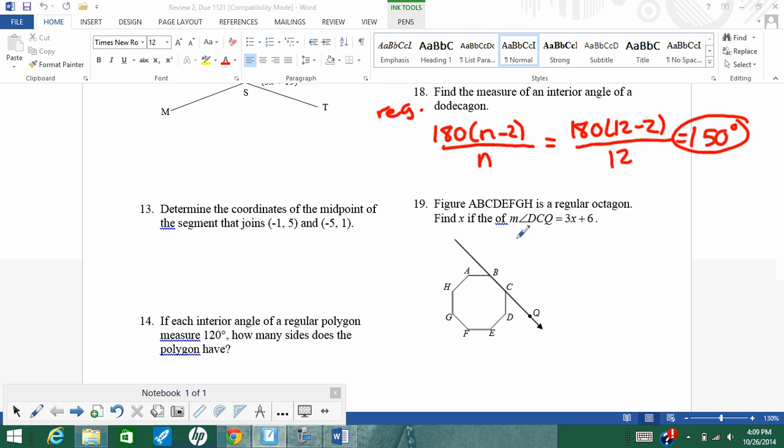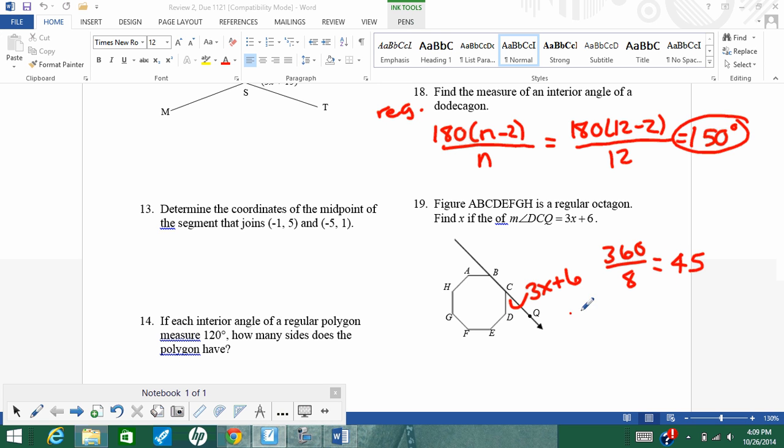Down here, we have that DCQ is 3x plus 6. We know that this is a regular octagon. Angle DCQ is an exterior angle of an octagon, so we can figure out how much that angle should be. 360 divided by the number of sides, which is 8. And that means every exterior angle is 45 degrees.